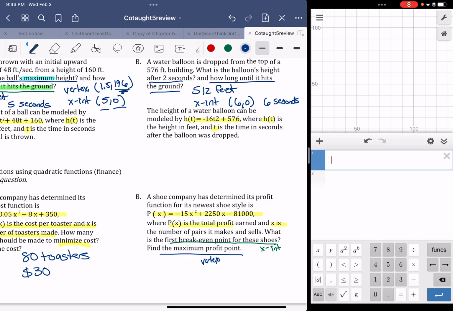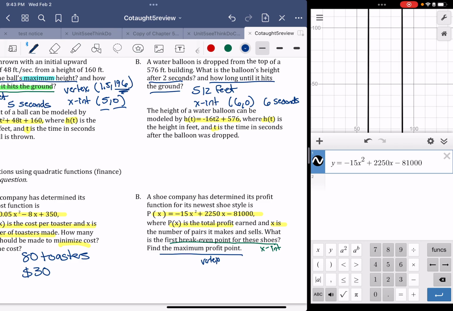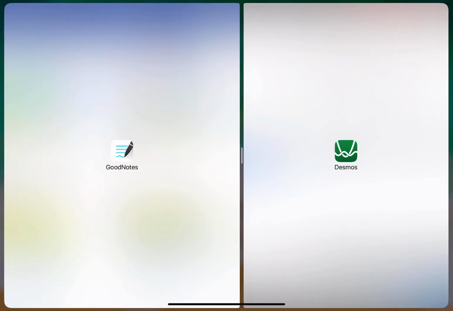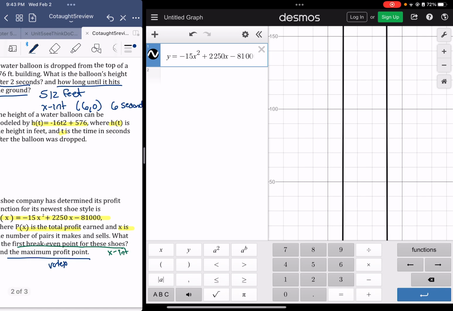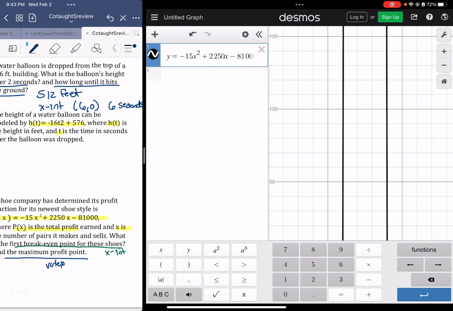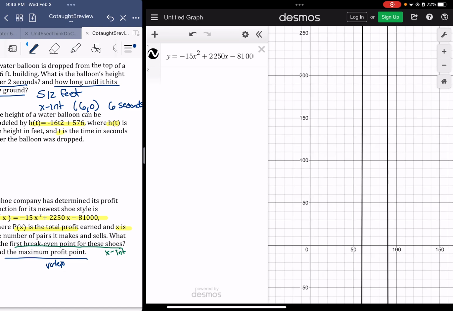So let's go ahead and put our equation in. y equals negative 15x squared plus 2,250x minus 81,000. All right, and I'm going to make my graph bigger so we can see it. Let's zoom out a little bit.